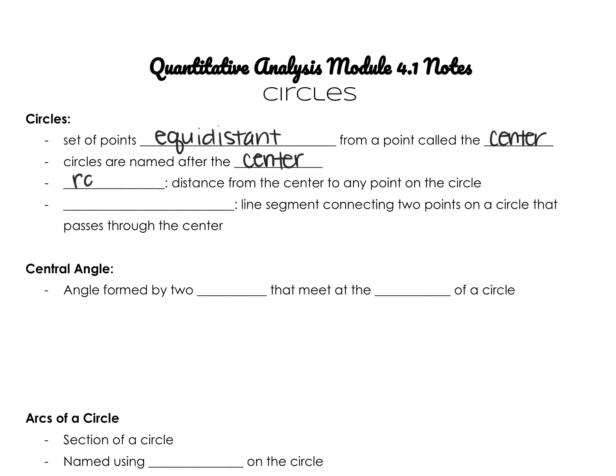Then we have our radius, which is the distance from the center to any point on the circle. And then we also have our diameter, which is the line segment connecting 2 points on a circle that passes through the center. So key thing here is it does pass through the center. We will talk in a little bit about what it's called when you have a line segment that doesn't pass through the center.